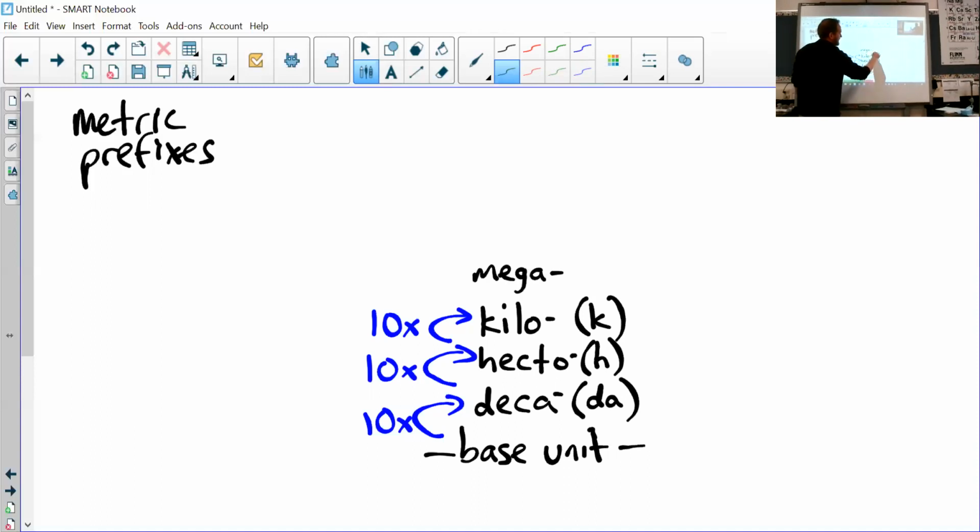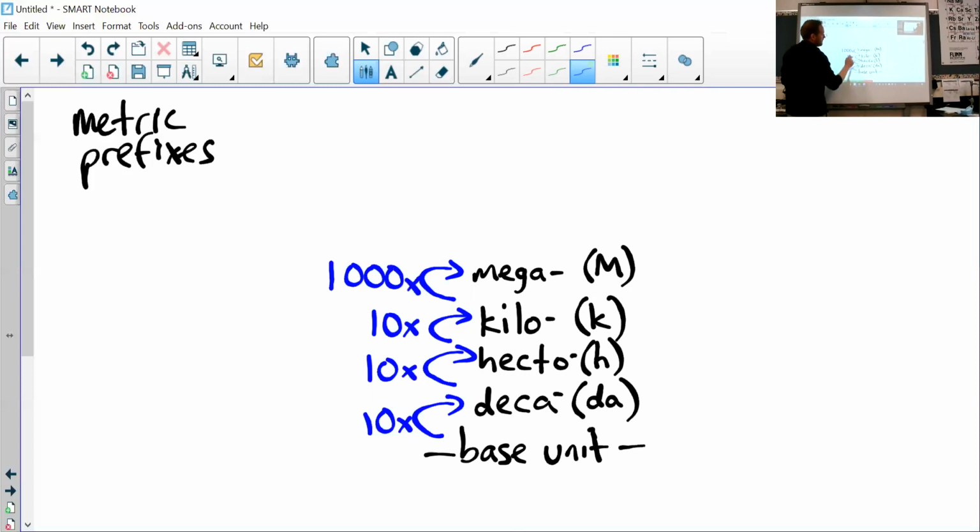Mega has a capital M, not to be confused with a lowercase m, which is either going to be milli or meter. In fact, when we get to millimeter, it's going to be lowercase m, lowercase m. Now, mega is not 10 times bigger than kilo. It's 1,000 times bigger. So we start really jumping up. How many times bigger is mega compared to the base unit? 10 times 10 times 10 is 1,000. And then it's another 1,000. What's 1,000 times 1,000? 1 million. So mega means 1 million.